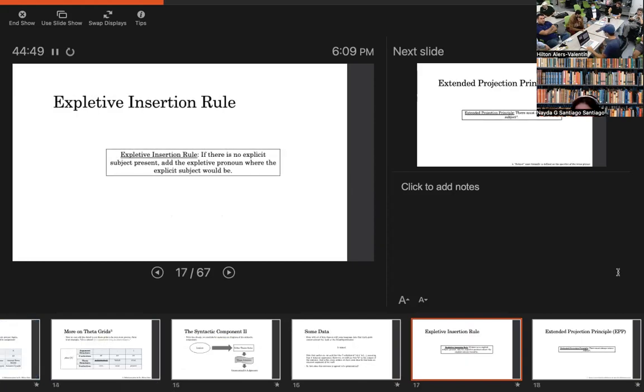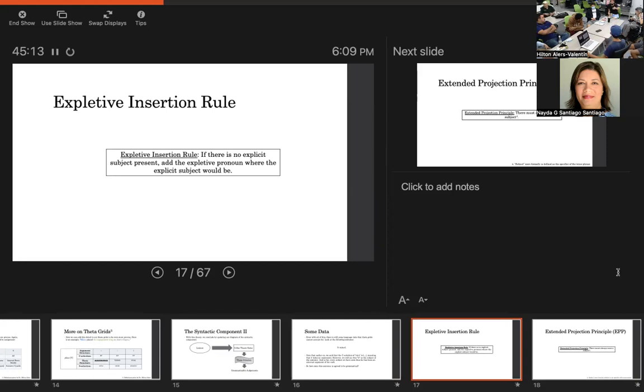So we use a couple of tools. We use firstly what we call the expletive insertion rule. An expletive is a word like it in it rains. It's just a word that is syntactically obligatory, but doesn't mean anything, right? Think of the phrase, there is coffee. What does there refer to? Nothing, right?